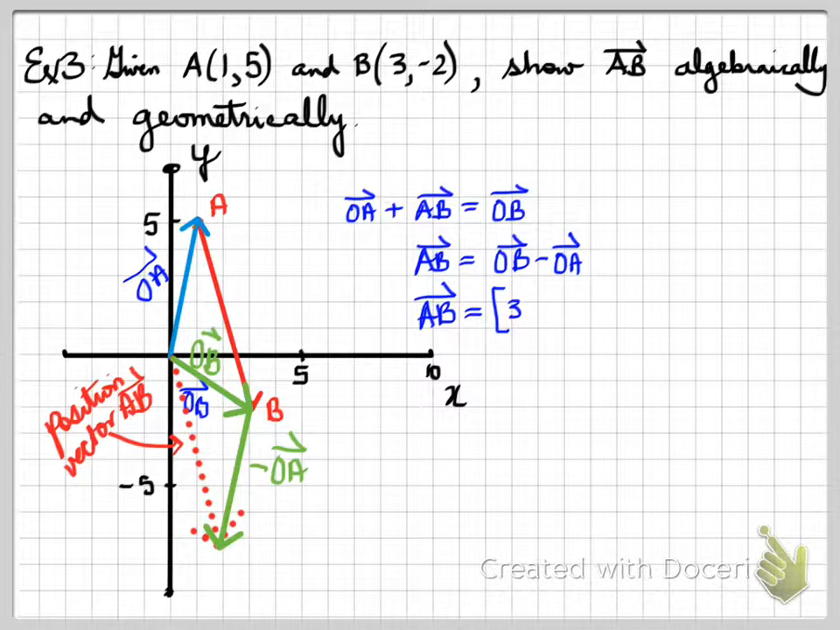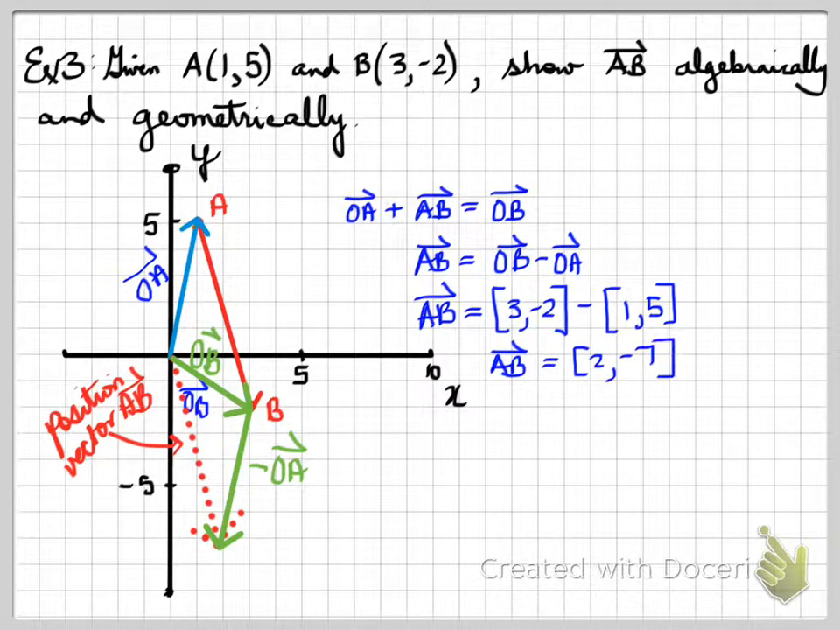Now, what is OB? OB is the components 3, negative 2. OA is the components 1, 5. 3, negative 2 minus 1, 5 is going to result in the vector 2, negative 7. And notice here, this vector is going to be at the point 2, negative 7. It's going to meet at that point.